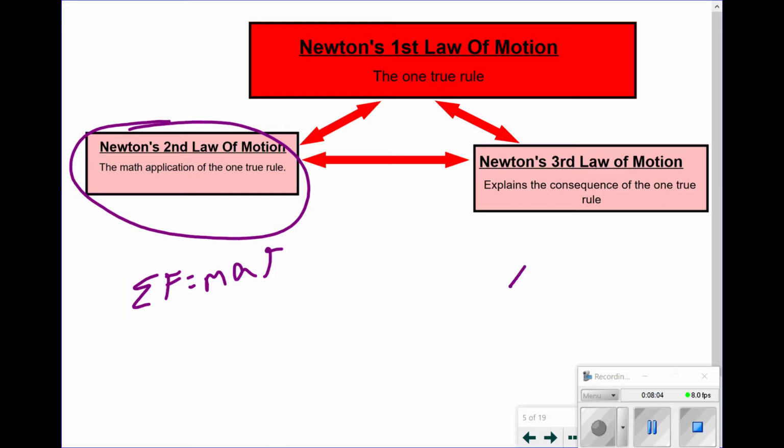The third law explains the consequence. If you try to change me, I'm going to change you back. That's exactly what the third law is about. So again, all these laws are interconnected. They're all extensions of the first law of motion.